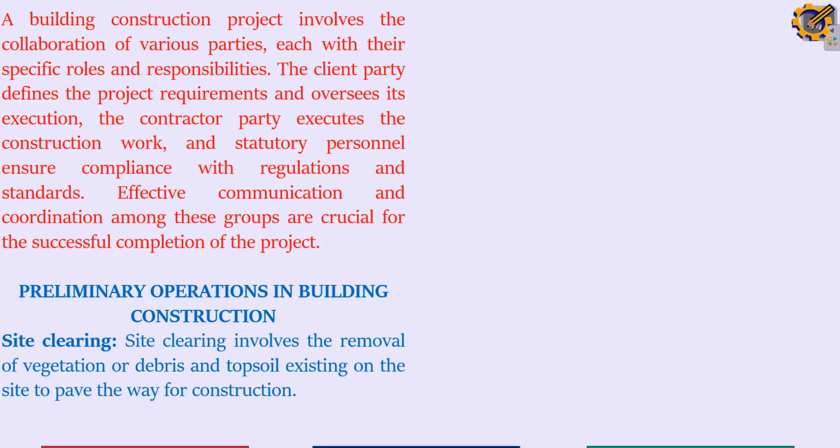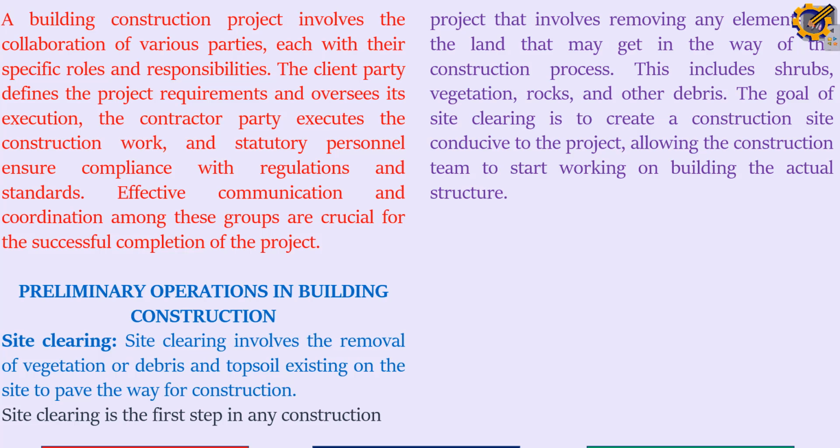They use cutlass. But in case of maybe a big project, say an acre, 2 hectares, 3 hectares, so they come with machineries to remove the debris and vegetation cover and topsoil also existing on the site to pave the way forward for construction. That is what site clearing actually entails. So removing the bush.